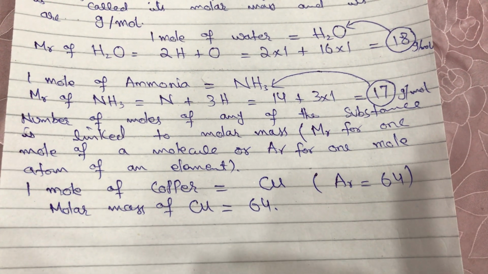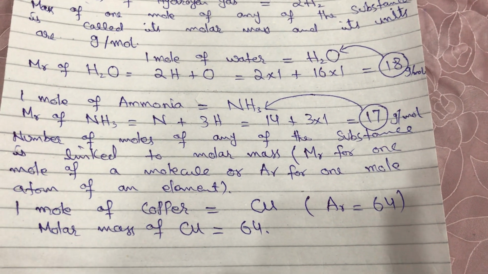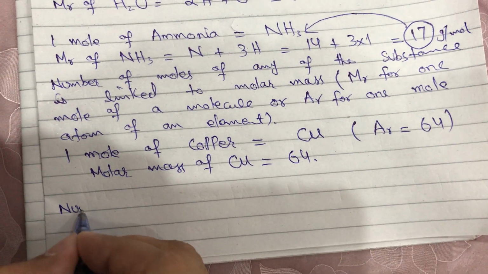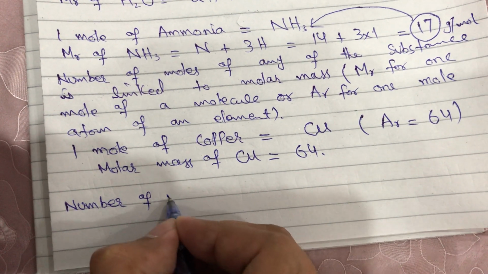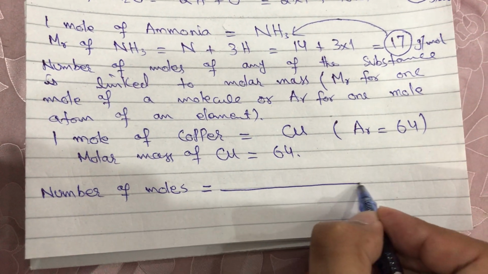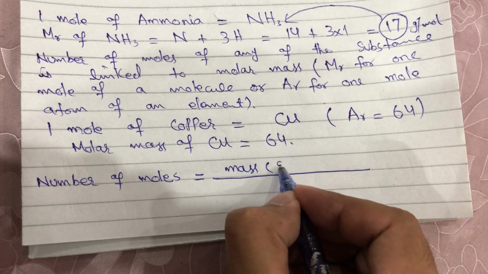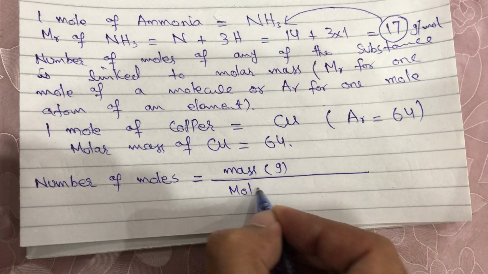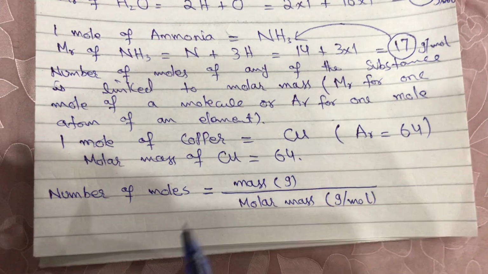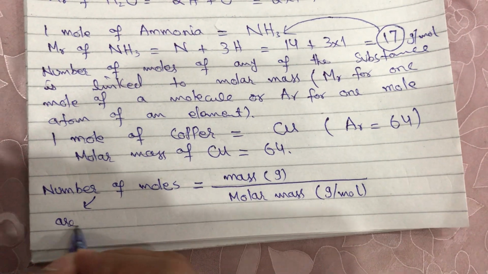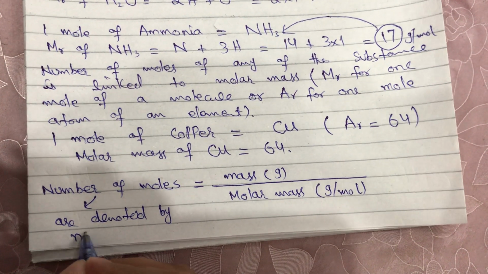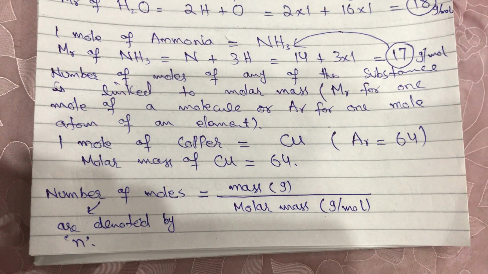Now, how can we link the number of moles of any substance with its molar mass? Number of moles equals mass in grams divided by molar mass. Molar mass will be in grams per mole. Number of moles is denoted by the letter n.